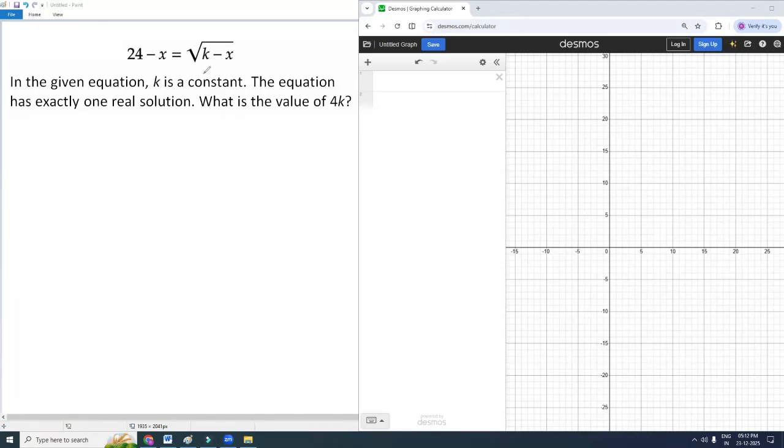24 minus x equals the square root of k minus x. In the given equation, k is a constant. The equation has exactly one real solution. What is the value of 4k? We can use Desmos to solve this problem.